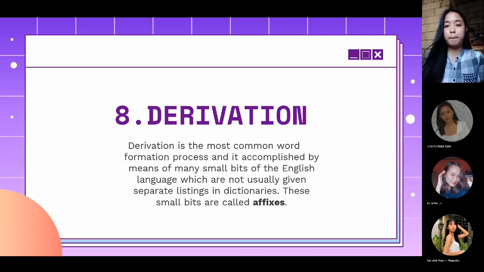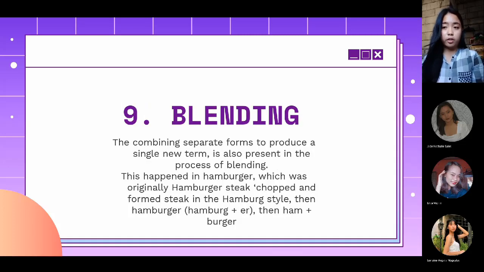Next one is blending. Combining separate forms to produce a new single term is also present in the process of blending. Blending takes only the beginning of one word and joining it to the end of the other word. To give you some instances, if you wish to refer to the combined effects of smoke and fog, you may use the term smog.